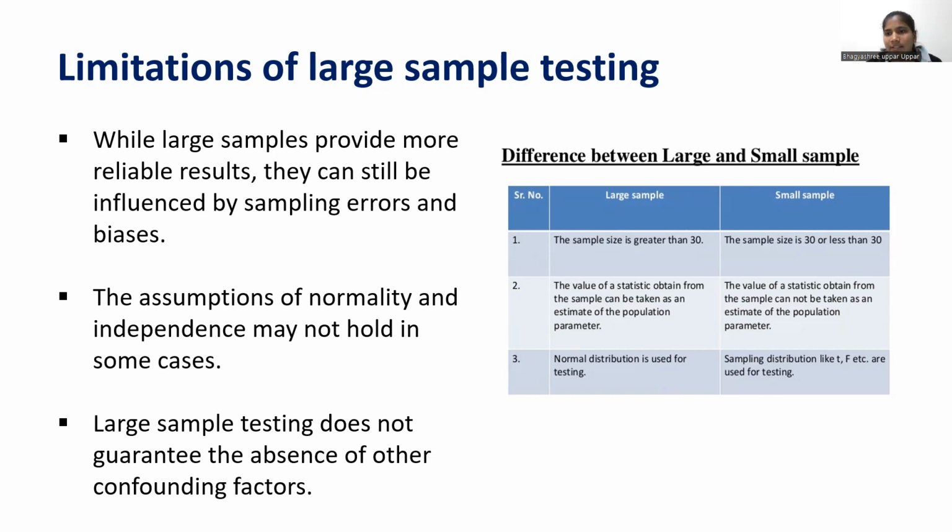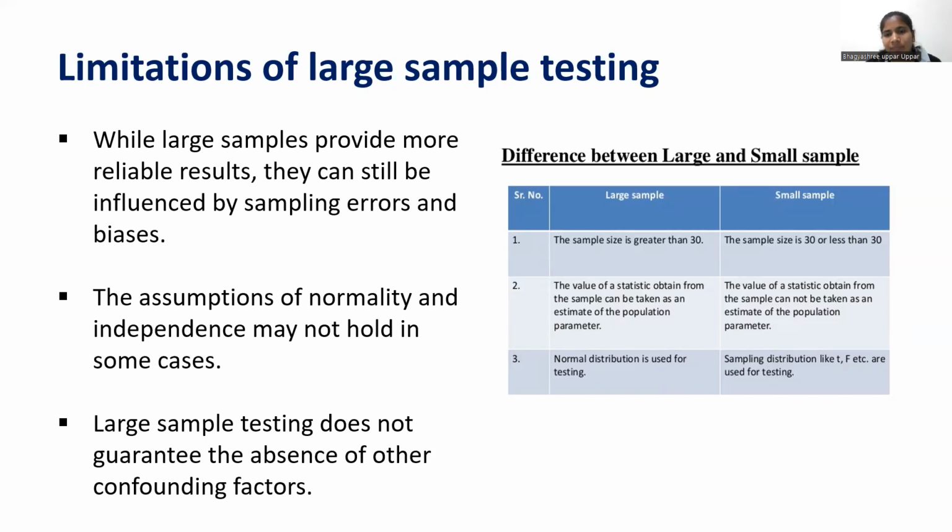Difference between large and small sample. Large sample: the sample size is greater than 30. Small sample: the sample size is 30 or less. Large sample: the value of a statistic obtained from the sample can be taken as an estimate of the population parameter. Small sample: the value of a statistic obtained from the sample cannot be taken as an estimate of the population parameter.